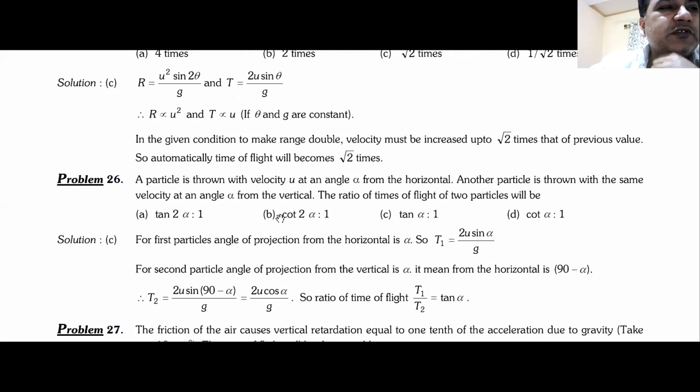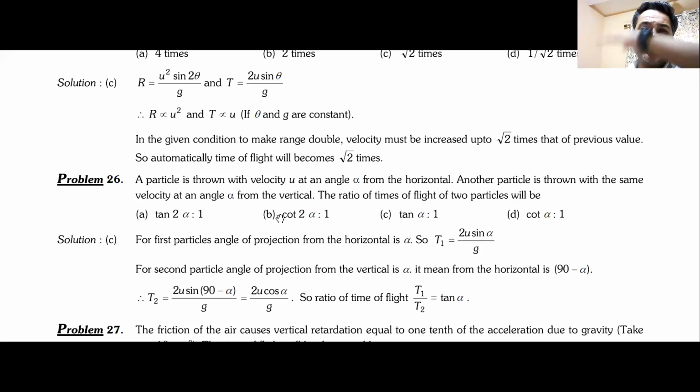A particle is thrown with a velocity u at an angle alpha with the horizontal. Another particle is thrown with the same velocity at an angle alpha with the vertical. One is thrown with an angle alpha with the horizontal. The other is thrown with an angle alpha with the vertical. What is the ratio of the time of flight? This question has come in your NEET exam 2018. A simple question, and I think you already know the answer.